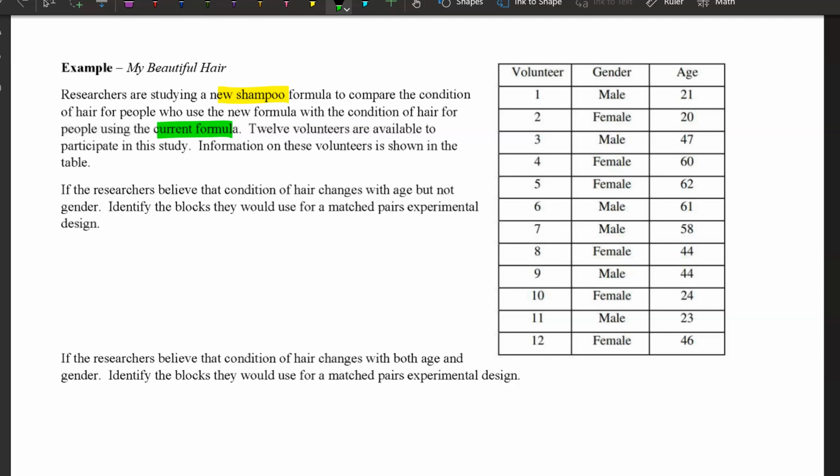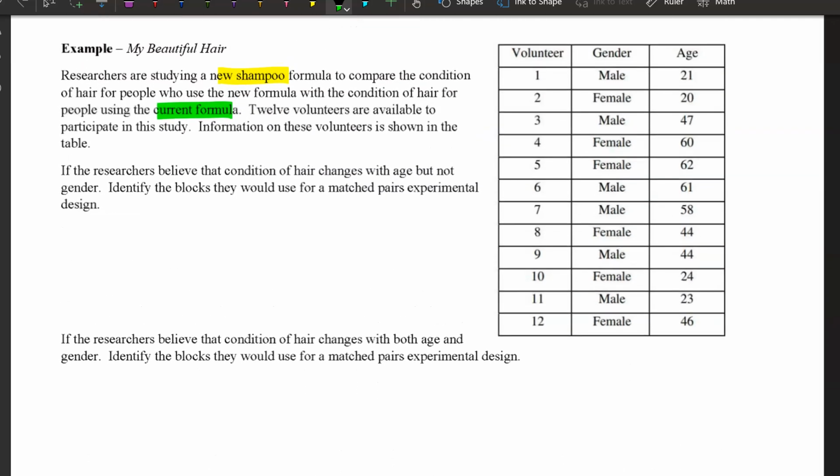If the researchers believe that the condition of hair changes with age but not gender, identify the blocks they should use for a matched pairs design. So if they think that the age of your hair has an influence on how the products are going to work, but that your gender doesn't matter, then they're just going to say, let's forget about this. Let's not look at gender. We are going to pair people by their age if we're going to use a matched pairs design. So we have to put the two people that are most closely alike together.